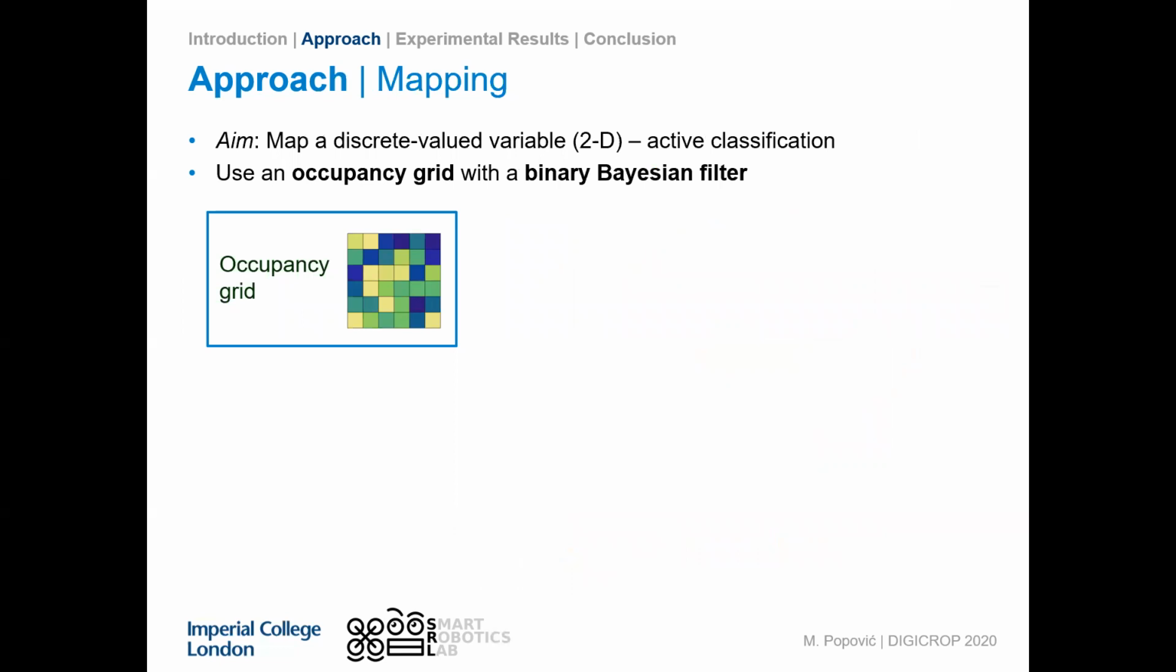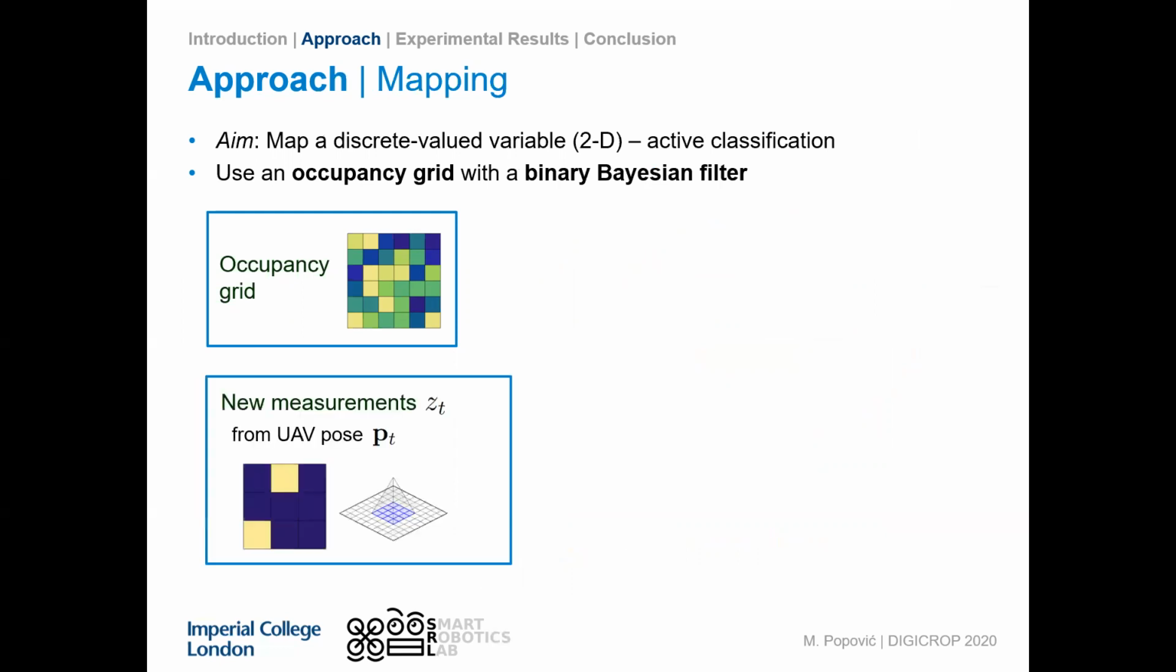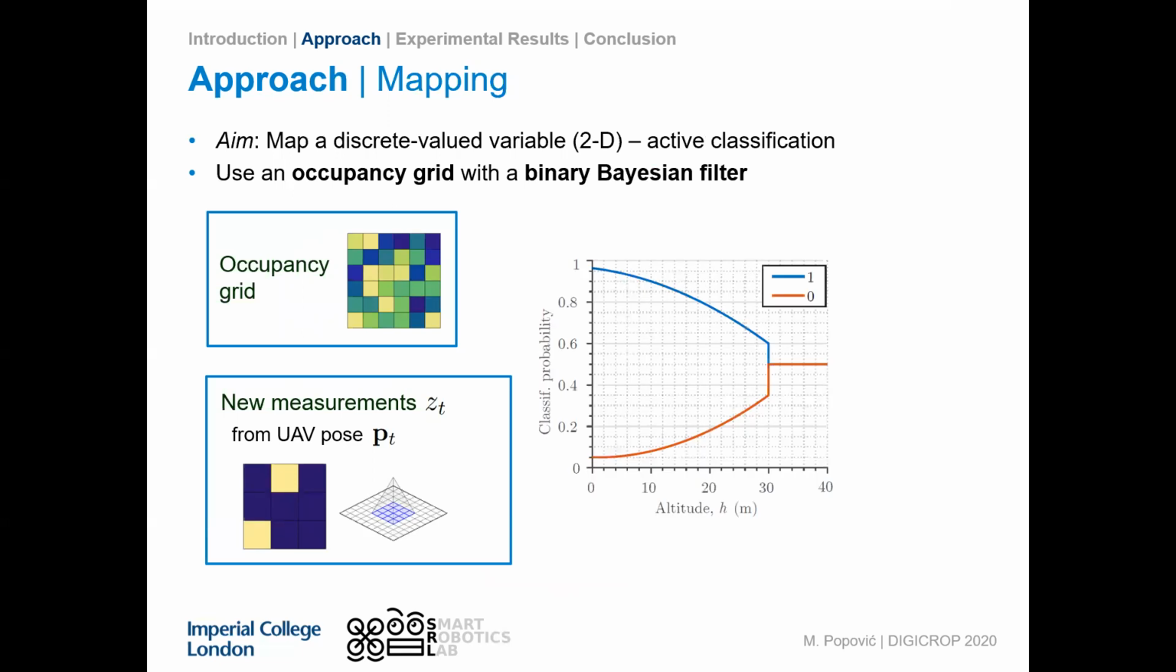For mapping, in the case of a discrete variable, we represent the area of interest as an occupancy grid. Here we see an example in which the colors represent the probabilities of occupancy of different cells assumed to be independent. Say we receive a set of new classified binary measurements from a UAV pose above the terrain.